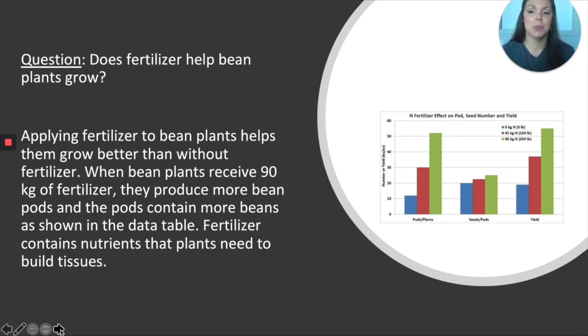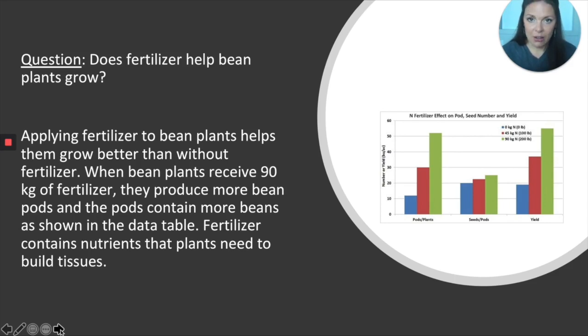So we can explain that data and say that when bean plants receive 90 kilograms of fertilizer, they produce more pods and more beans per pod, as shown in the data. Fertilizer contains nutrients that plants need to build tissues, so that could be an important part of our argument, so that people understand what fertilizer actually is when they are listening to our claim and our evidence. So this would be a scientific argument.